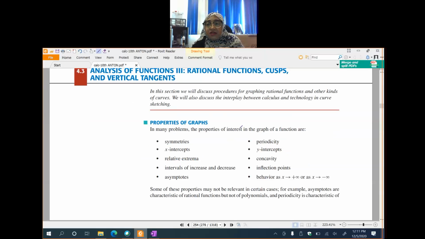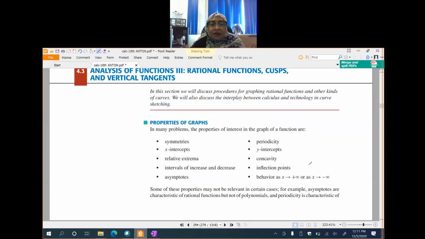And then there are some guidelines in order to draw the graph of f. It's not only that we know the relative extrema like in the previous sections, or the concavity of f, but we might also want to check its symmetries, the x-intercept, the asymptotes, and then the behavior as x tends to infinity or x tends to negative infinity.